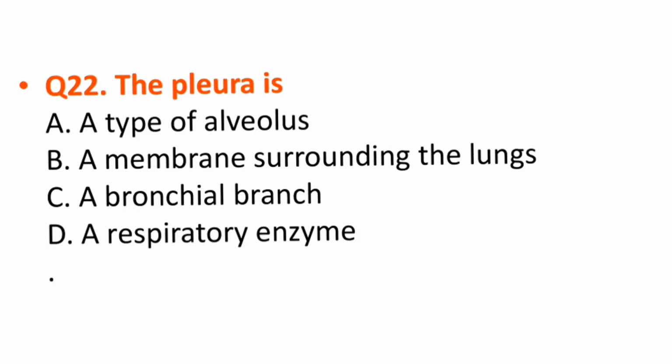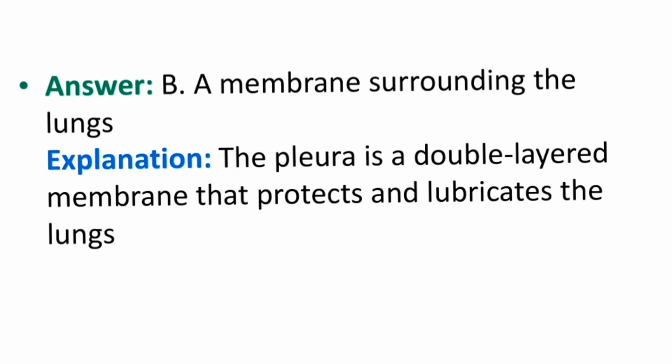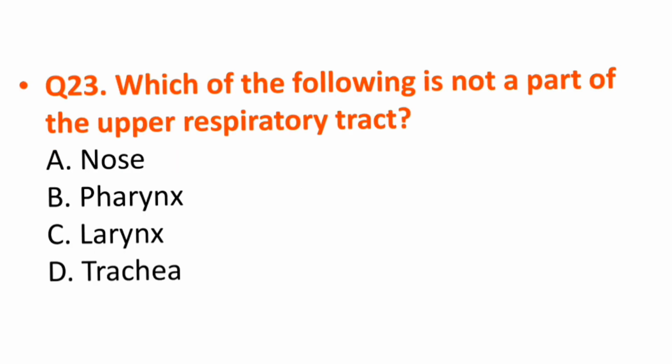The pleura is option A a type of alveolus, option B a membrane surrounding the lungs, option C a bronchial branch, option D a respiratory enzyme. The correct answer is option B a membrane surrounding the lungs. The pleura is a double layer membrane that protects and lubricates the lungs.